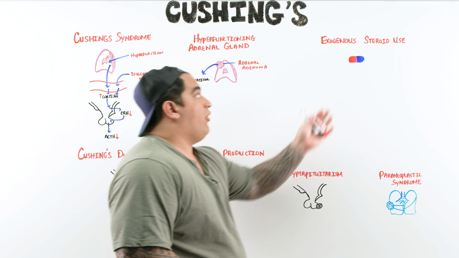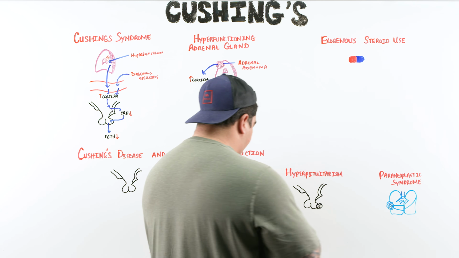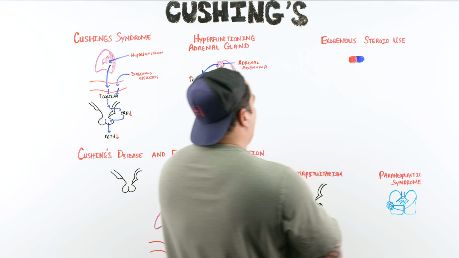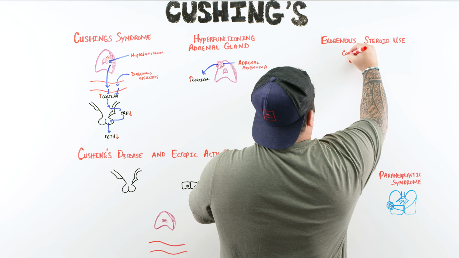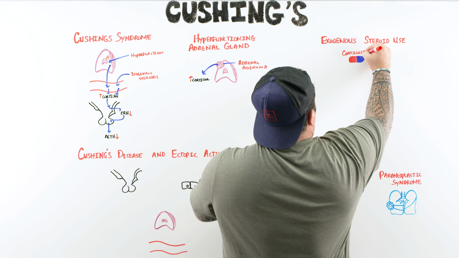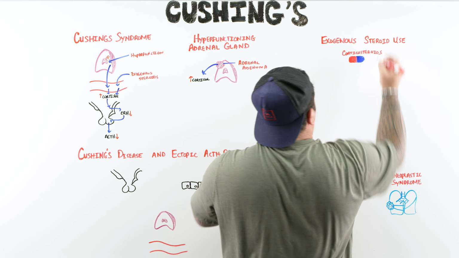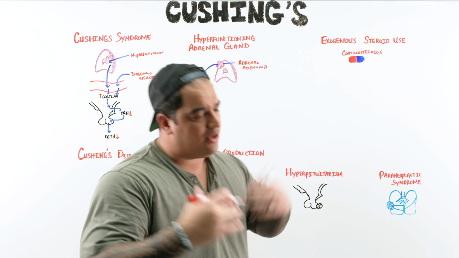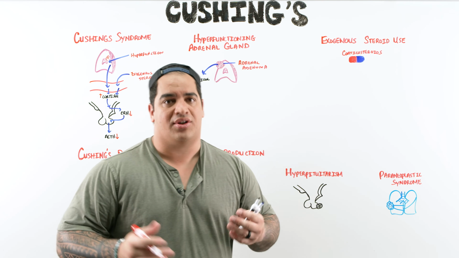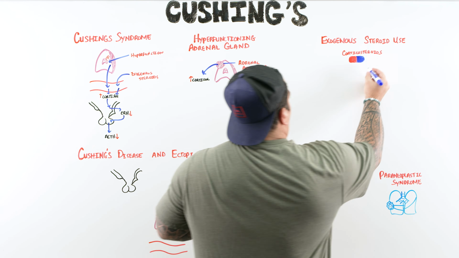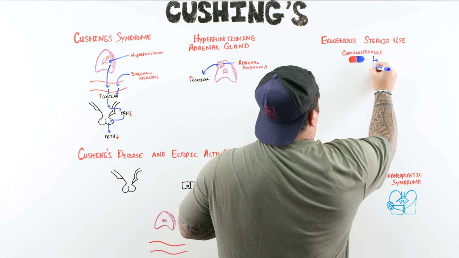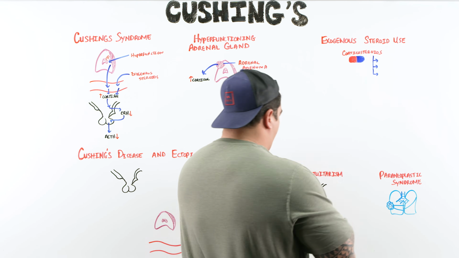That leads us to the next component here, which is exogenous steroid use. So we talked about this before. Exogenous steroid use means that the patient's likely on some type of corticosteroids. And when they're on these corticosteroids, it's usually chronic use. Right? So they're using corticosteroids chronically for a long time. What are the different types of corticosteroids? Well, there's many of them, right? Oftentimes, we can think about a couple here.